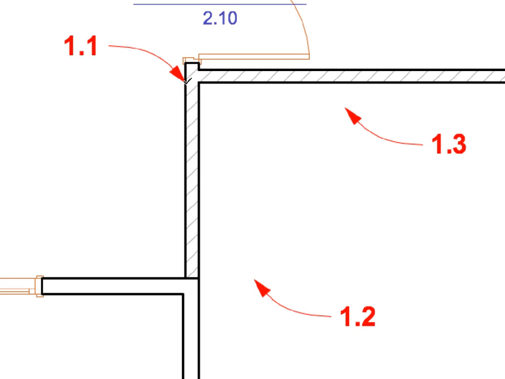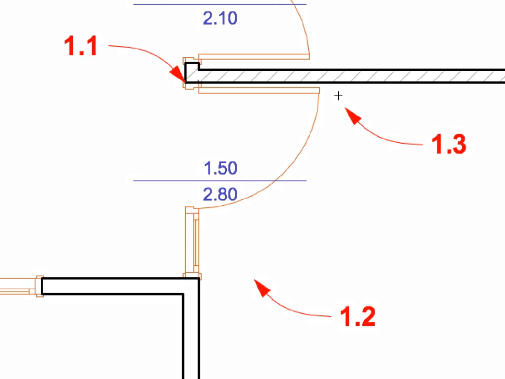Click at the points of labels 1.1, 1.2, and 1.3 sequentially to insert a new door into the wall. The first click defines the wall you wish to place the door in. The second click defines the positioning, and the third defines the orientation of the new door.